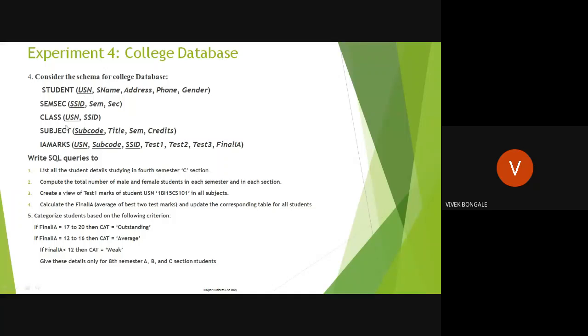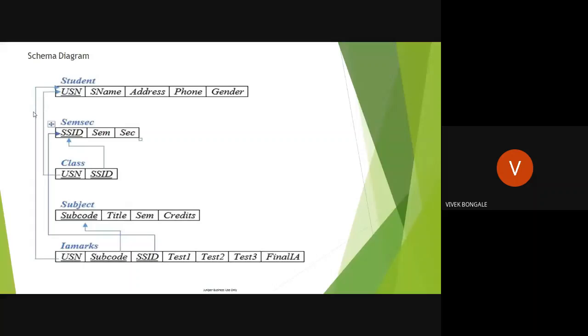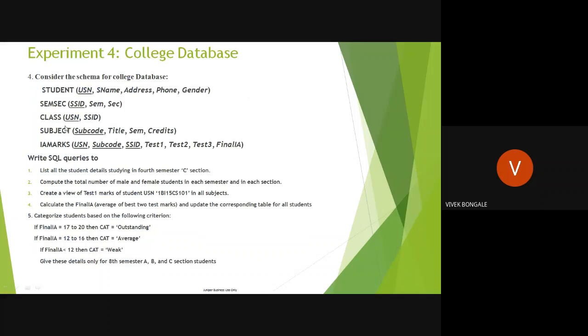After creating the tables, adding constraints to each table, and inserting the values, we're going to perform these five queries on the tables. But before moving to that, let's look at the relational diagram, the schema diagram. So USN, S name, address, phone, gender. For the student entity, they made USN the primary key. Section ID, SEM, and SEC. Here they made only the section ID the primary key. For class, USN is already a primary key in the student table.